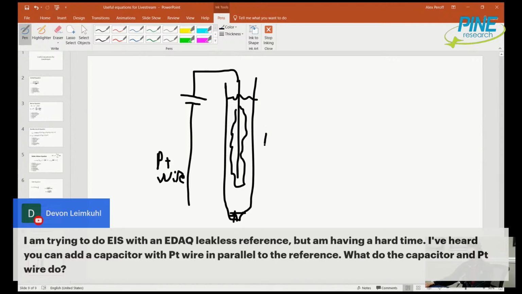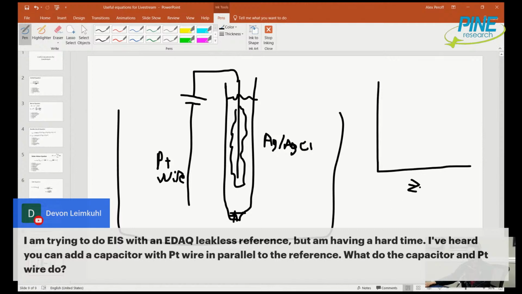So let me just describe this as silver chloride. You have this in a solution. And then when you're doing EIS, you have the positive Z real on the x-axis, and minus Z imaginary. So you've been having some issues doing EIS, and it's been recommended to you that you should use a shunt, a capacitor with a platinum wire connected. So this is what happens. In the high frequency region, let's just say this is what you want your signal to look like. In this high frequency region, we're talking around the 1 megahertz range.